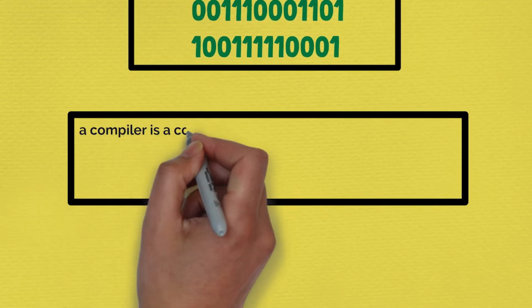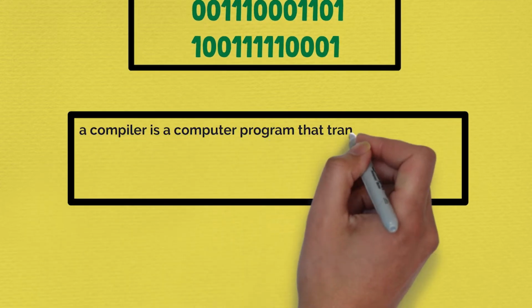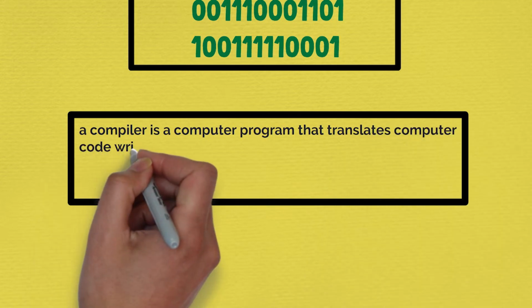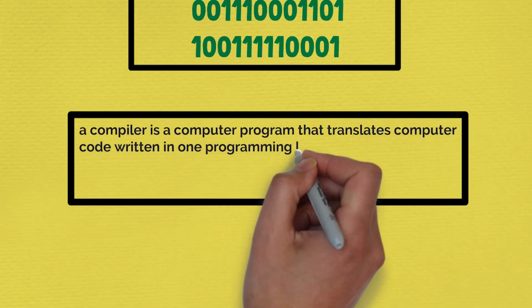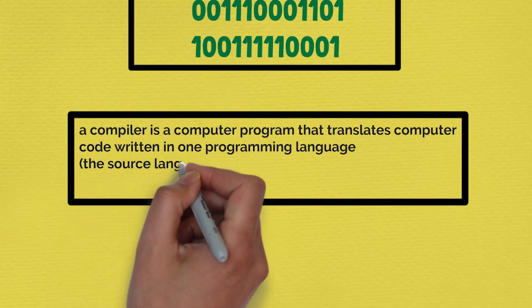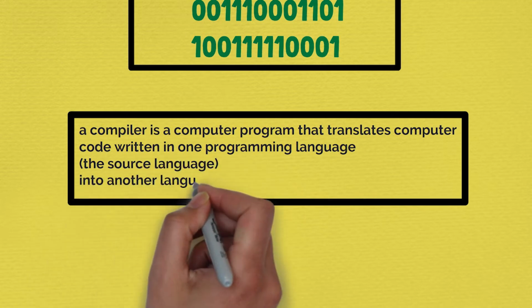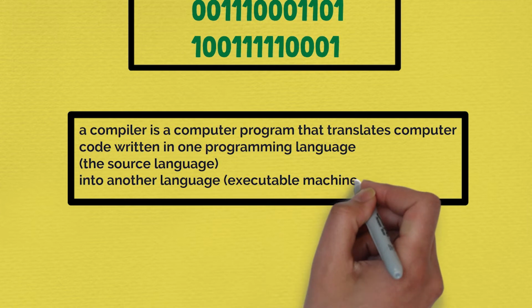The compiler is a computer program that translates computer code written in one programming language, which is the source language, into another language, which is an executable machine code that the CPU can read.